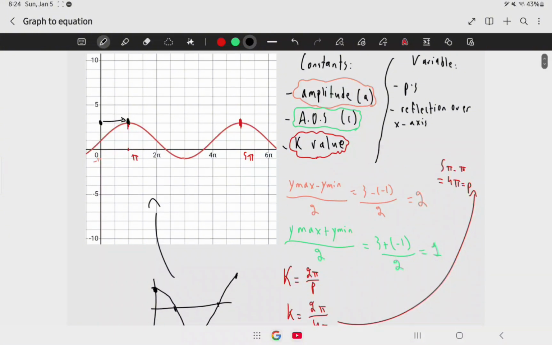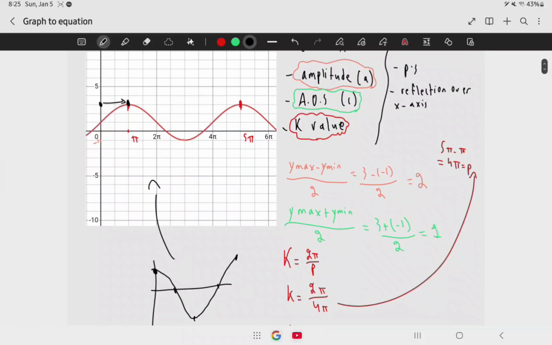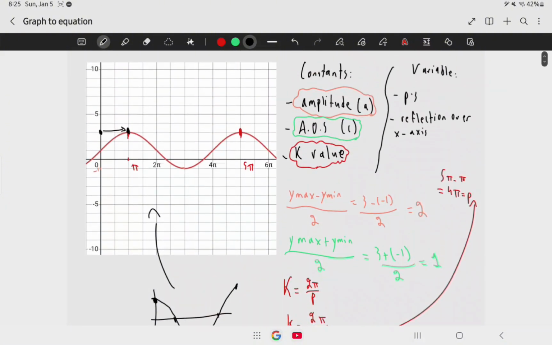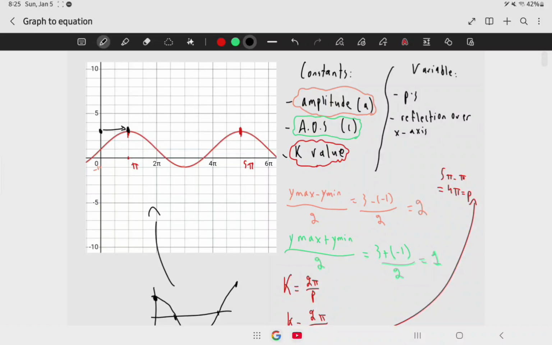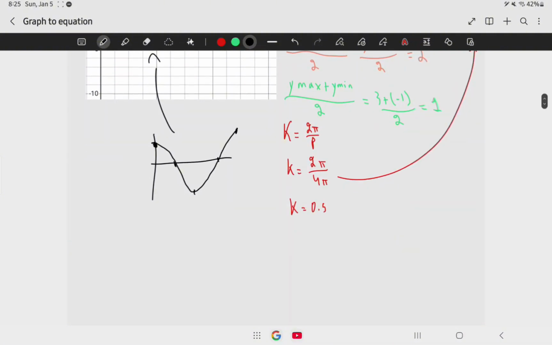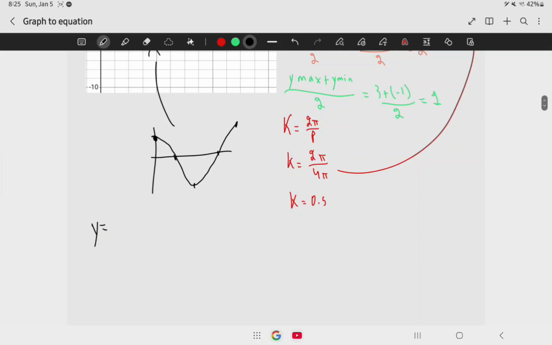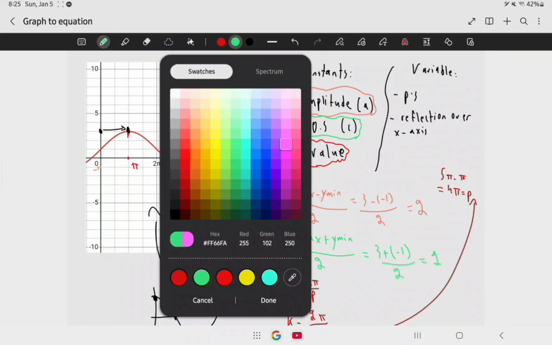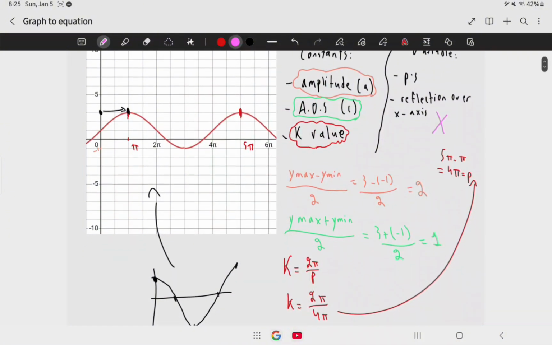And because we're shifting the cos, and because it's starting at the maximum and not the minimum, there is no reflection over the x-axis. If it's starting at the maximum, then there will not be the reflection. So let's make our equation. So let's have y equals, so again, no reflection over the x-axis. Just change that to pink. So we have no reflection over the x-axis.